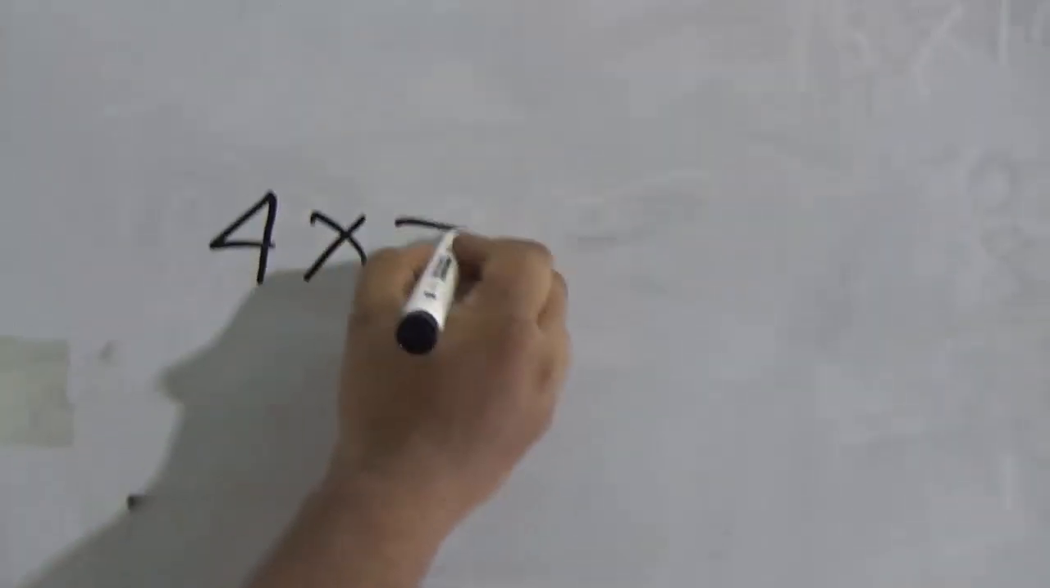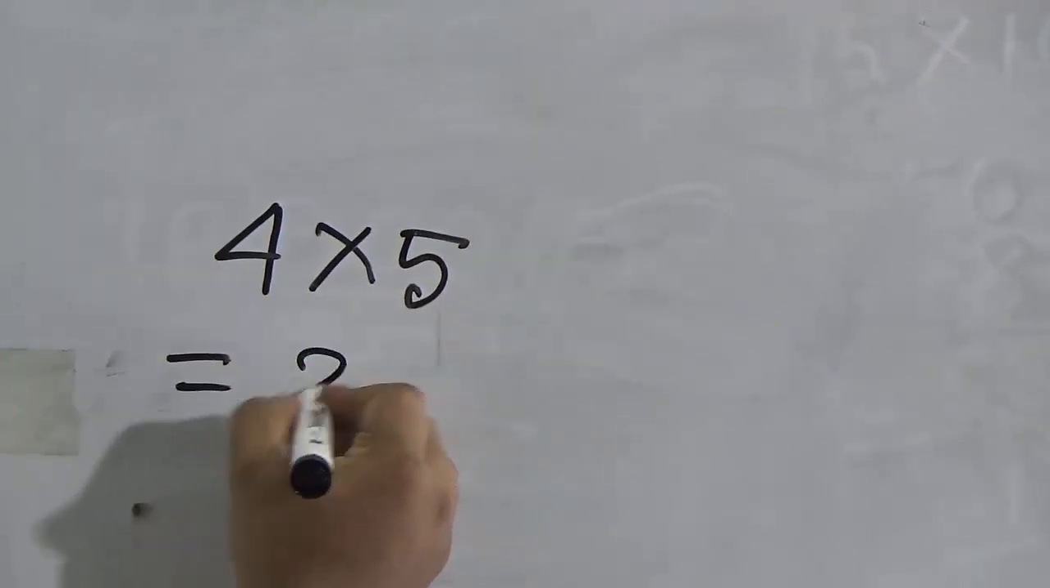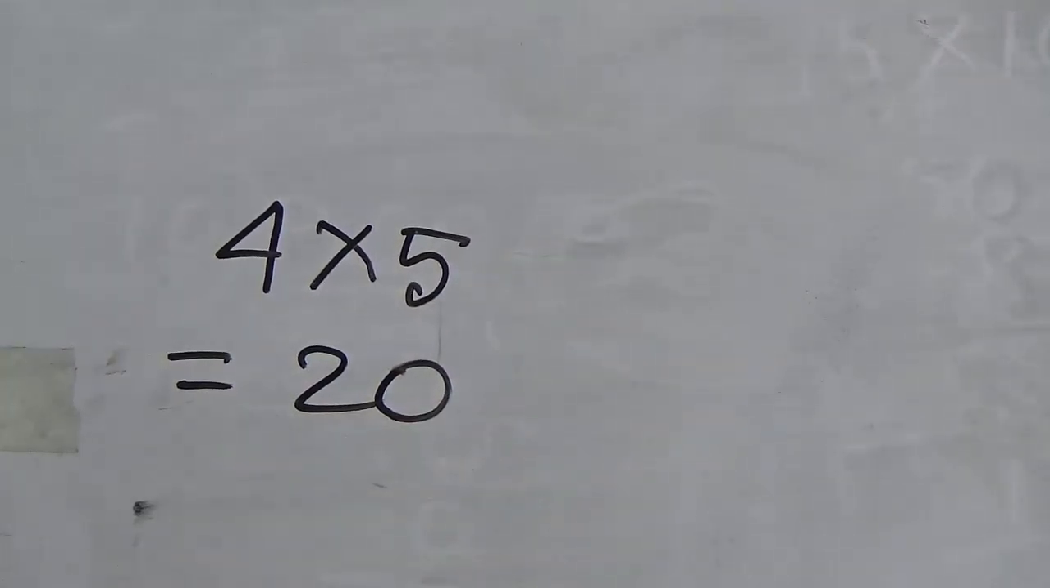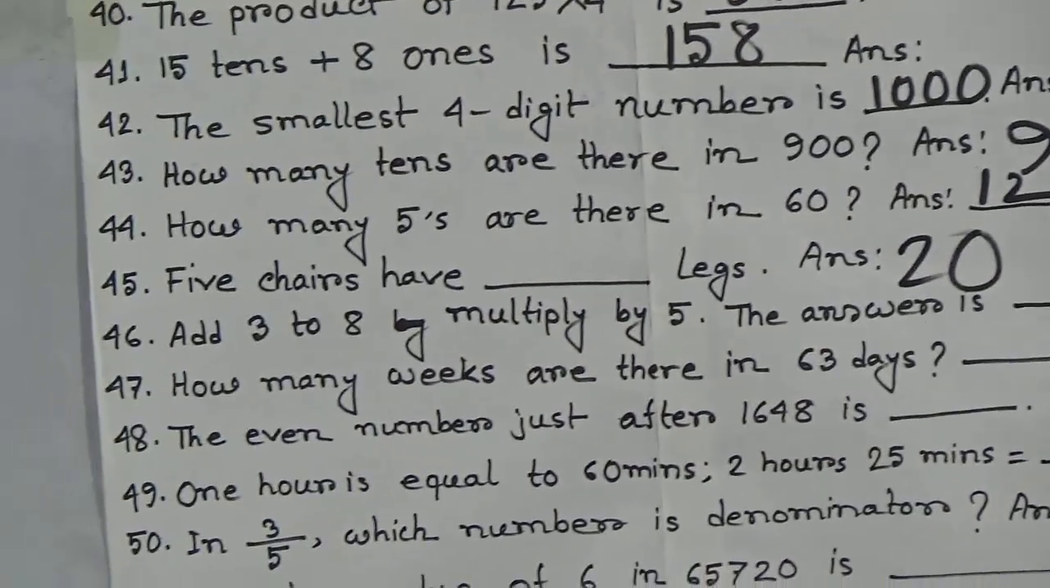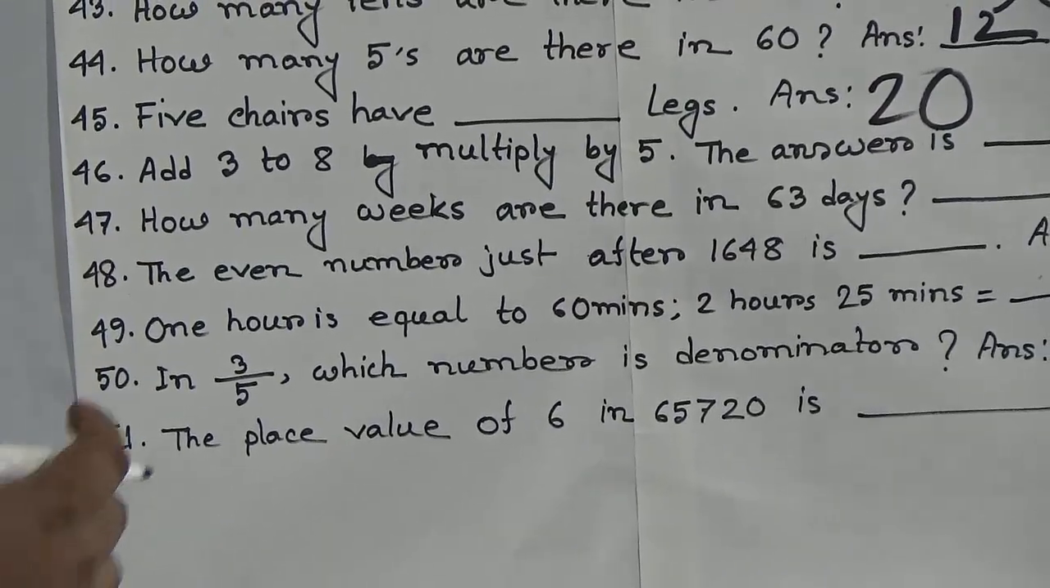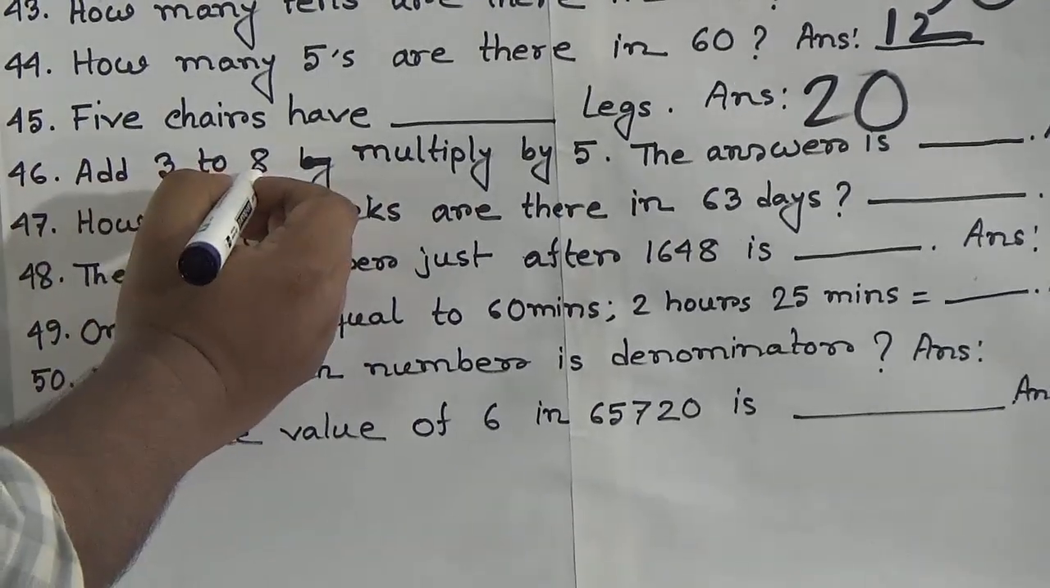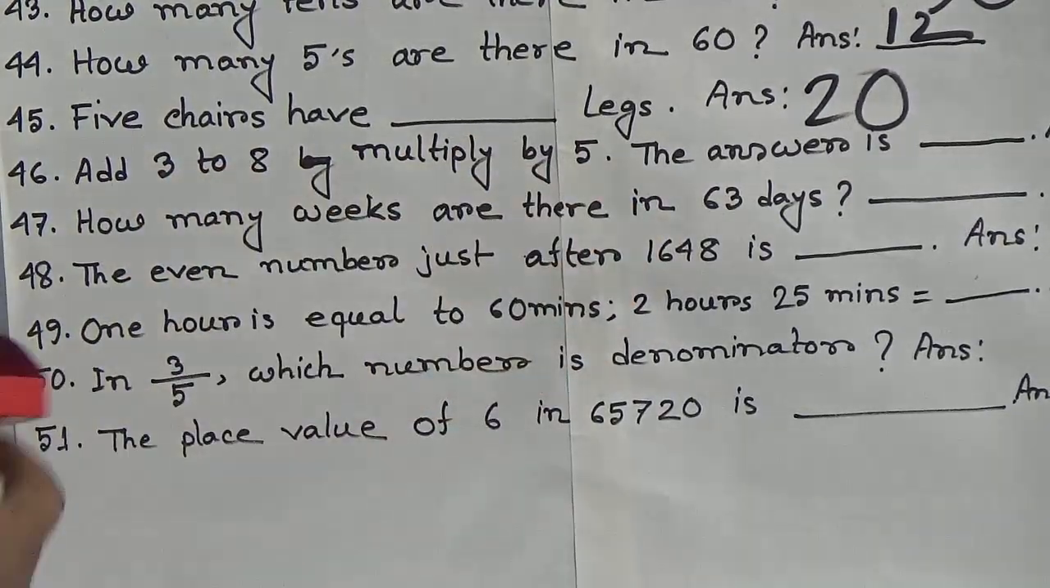That means 4 multiplied by 5. We know that 4 fives are 20. So we can say 5 chairs have 20 legs. Next, the next question is: add 3 to 8 and multiply by 5.